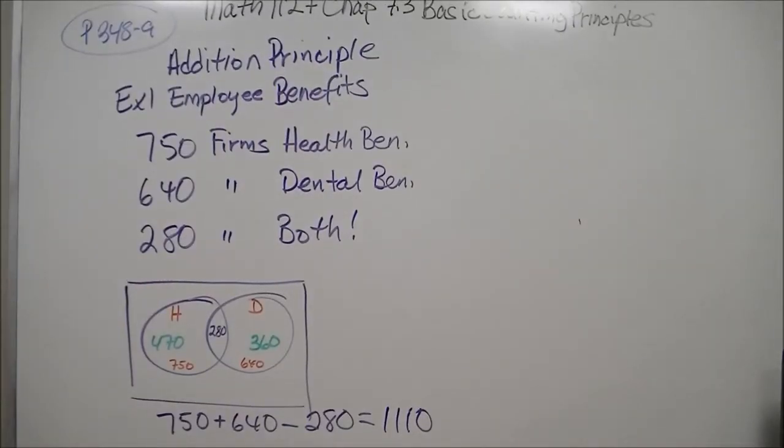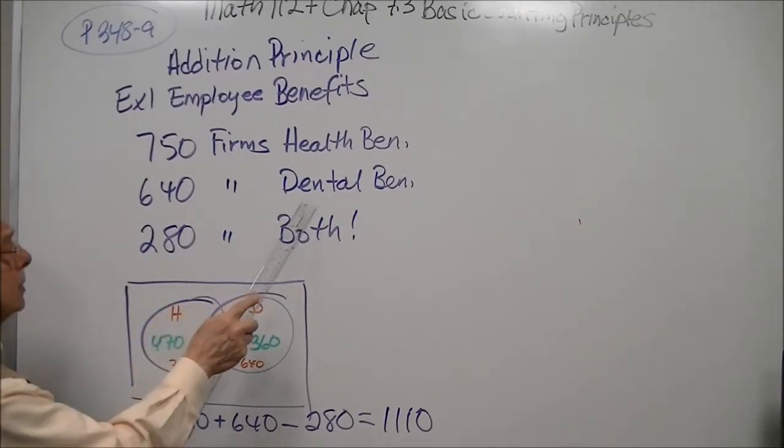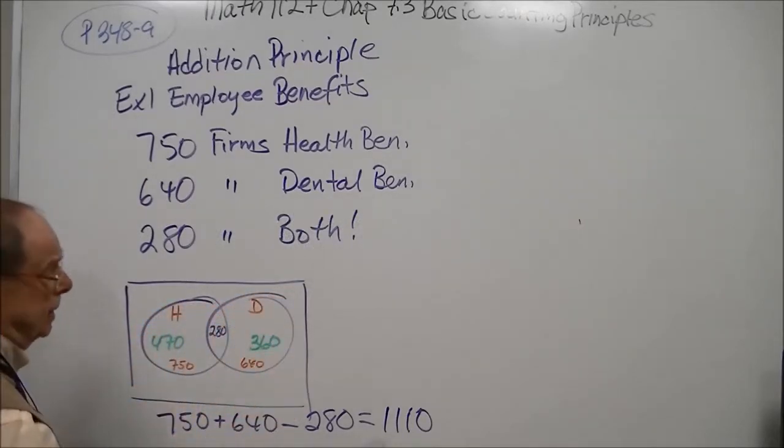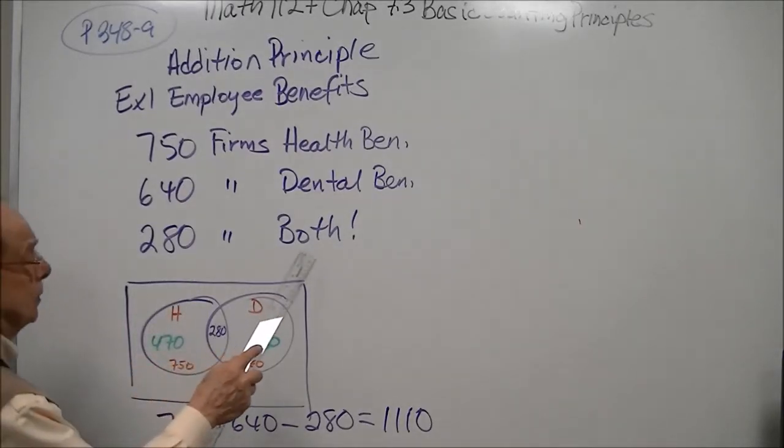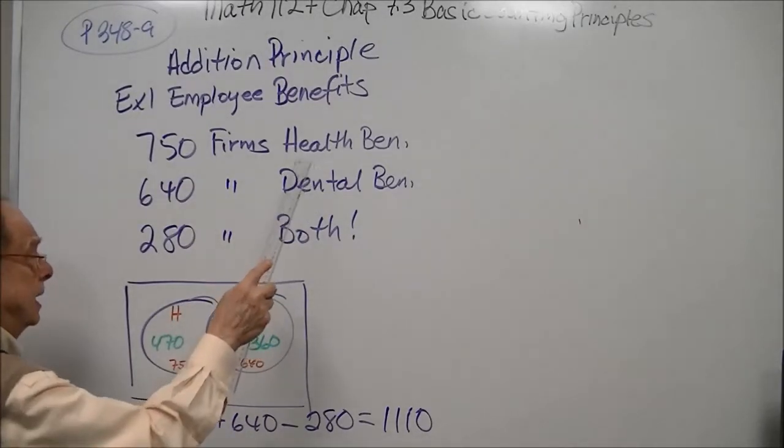Moving on to example 1, we have in a certain city 750 firms that offer health benefits to their employees. In that same city, 640 firms offer dental health care benefits. And also in that same city, 280 firms offer both dental and health care.